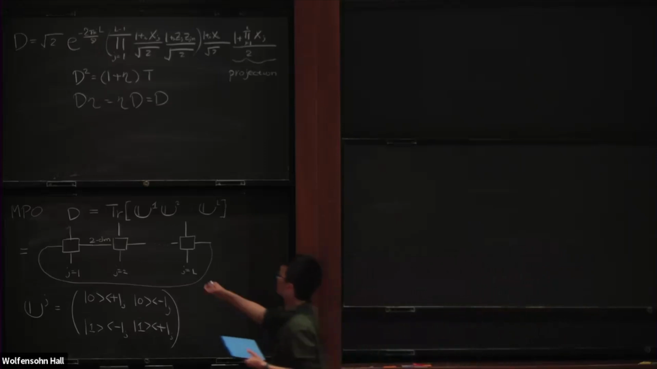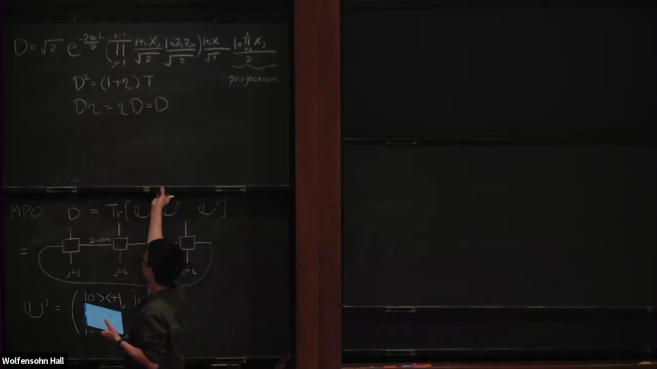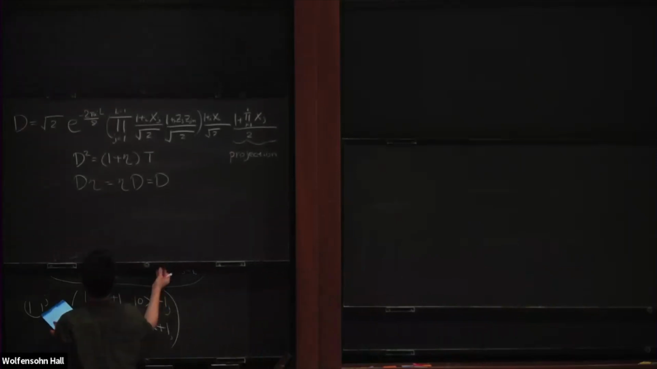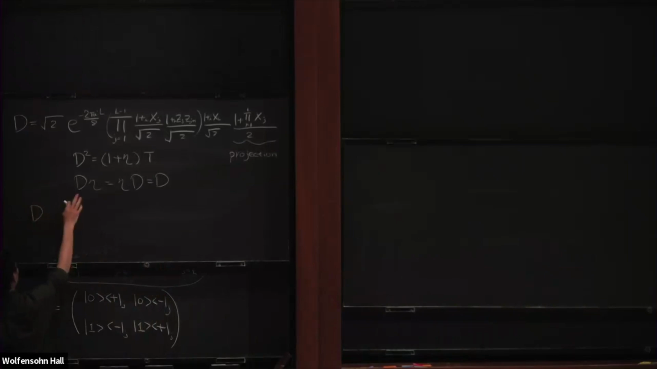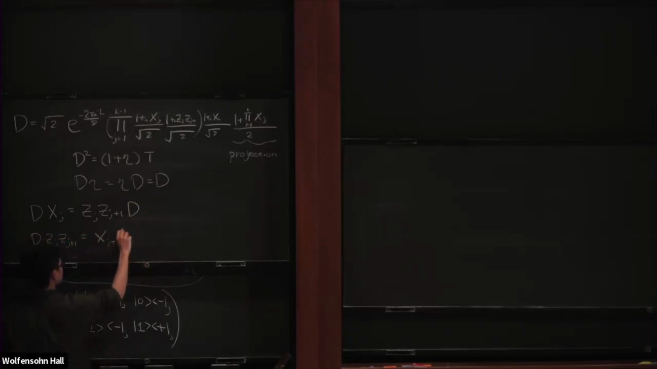Okay, so one defining property of the operator D, if you recall the way I motivated the whole lectures, is that we want an operator that implements the Kramers-Wannier linear transformation. So we wanted to satisfy D x_j equals z_j plus 1 D, and D z_j plus 1 equals x_j plus 1 D.